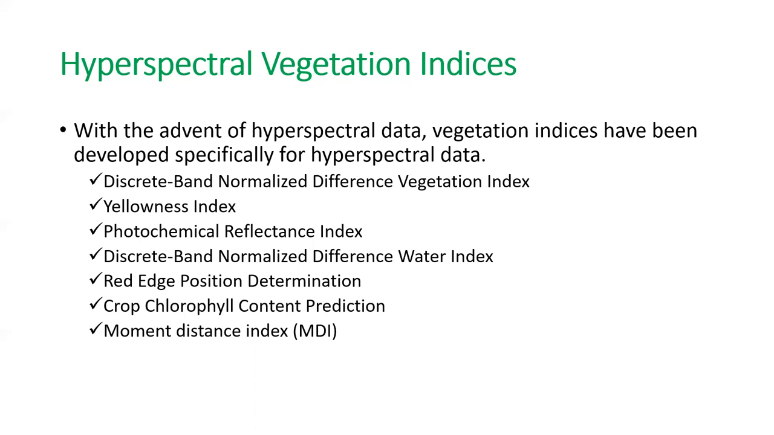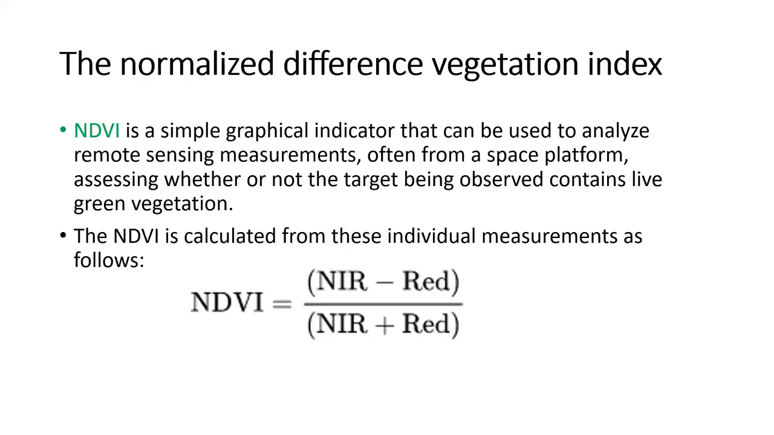This is quite important. With the advent of hyperspectral data, vegetation indices have been developed specifically for hyperspectral data. For example, the band normalized difference vegetation index, which you can use with spectral data that you obtain online. You can obtain the yellowness index, or the photochemical reflectance index, or the discrete band normalized difference water index. You can do red edge position determination. You can do crop chlorophyll content prediction, and also what we call the moment distance index. All these indices are quite important and very useful.